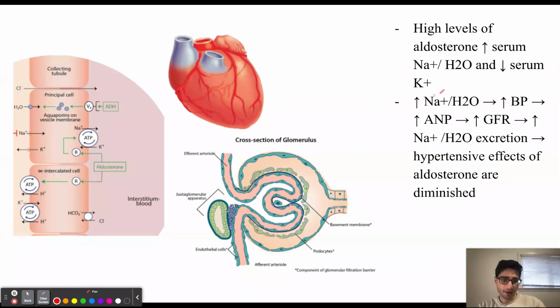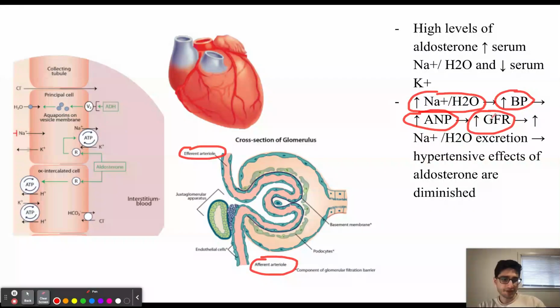Now, we've discussed how aldosterone can cause an increase in sodium and water reabsorption, and then that can lead to hypertension as well as edema. Now, once we have an increase in blood pressure, our atrium can sense this and release ANP, which is a hormone that is going to cause an increase in GFR by constricting the efferent arterioles and dilating the afferent arterioles. And once we have this increase in GFR, we can excrete sodium and water in the kidneys.